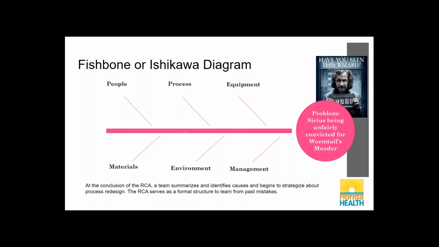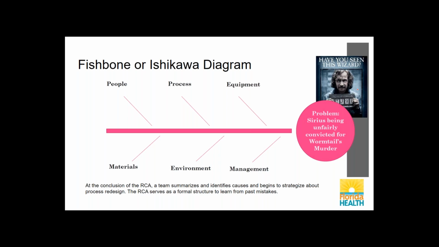But in real life, it could be that one of your patients died because of a CLABSI or a CAUTI. You know, you're not necessarily going to do an entire fishbone diagram for this. You could, right? But it's an example of what a problem would be. And then you're going back, right? And you're looking at the equipment, the process, the people, the materials, the environment, your management. These are all the factors that could have contributed to this mistake, to this problem, for this error to occur, right? And we don't want it to happen again, which is why they're using this fishbone diagram. Now, at the conclusion of the root cause analysis, a team summarizes and identifies causes and begins to strategize about process redesign. The root cause analysis serves as a formal structure to learn from past mistakes.